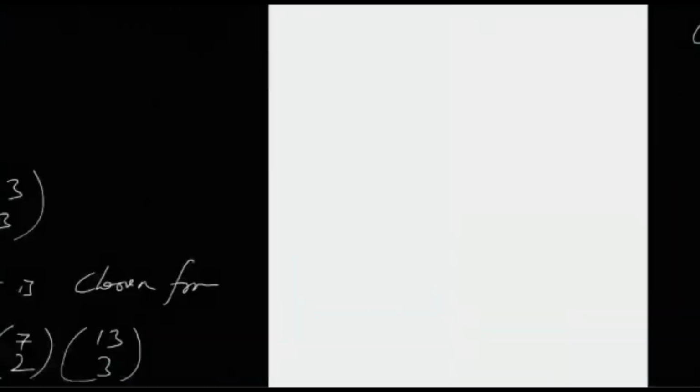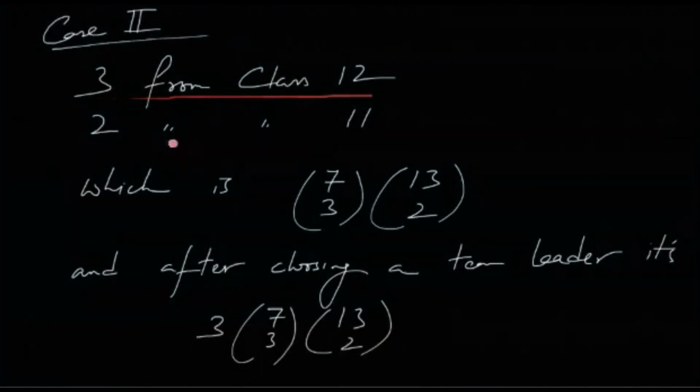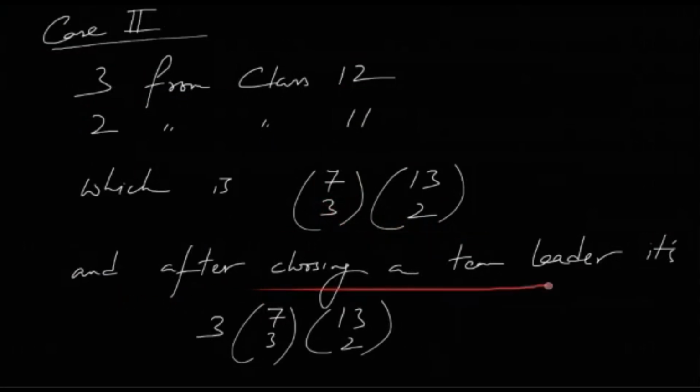Now for case 2: 3 from class 12 and 2 from class 11. This is the other possibility where at least 2 students come from each class. This is done in 7 choose 3 times 13 choose 2, because now 3 students are chosen from class 12 and 2 from class 11. After that we have to choose a team leader, so there are three possibilities now, because 3 students are chosen from class 12. So 3 times 7 choose 3 times 13 choose 2. This is case 2, and that was case 1.